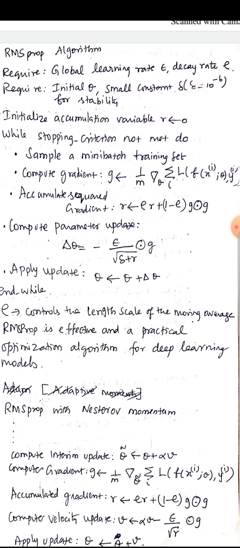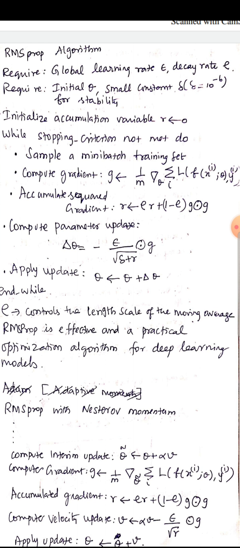Finally, delta theta, the change in the parameter direction, is as usual decided by minus eta divided by square root of delta plus r, taken as an inner product with the gradient vector. And finally the update happens as theta plus delta theta.